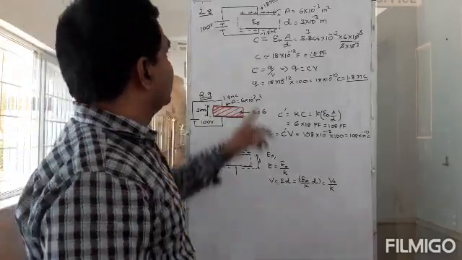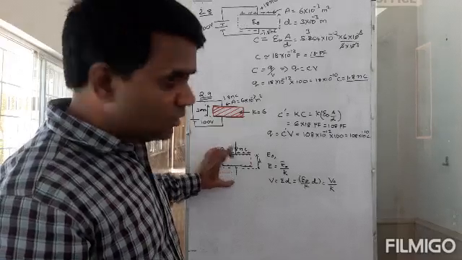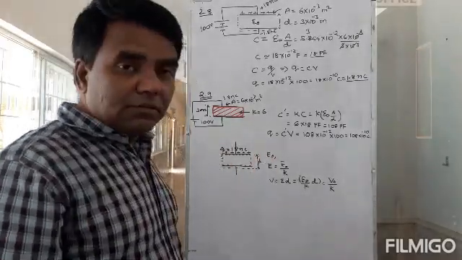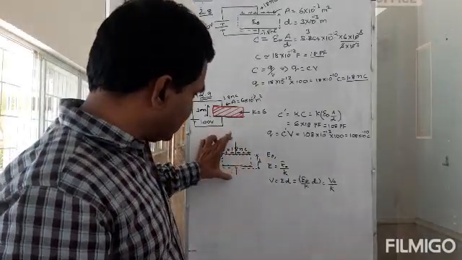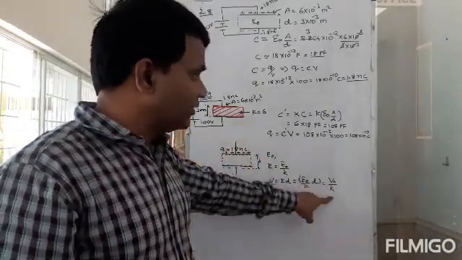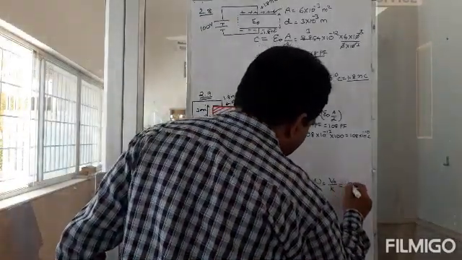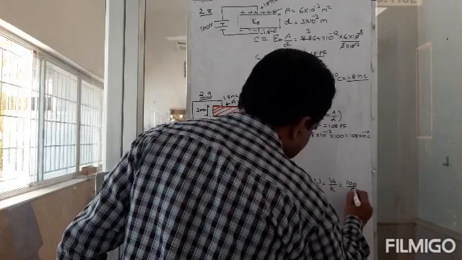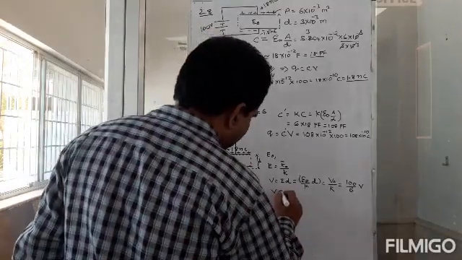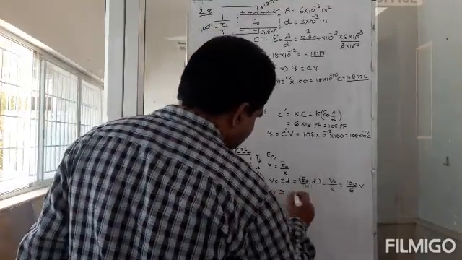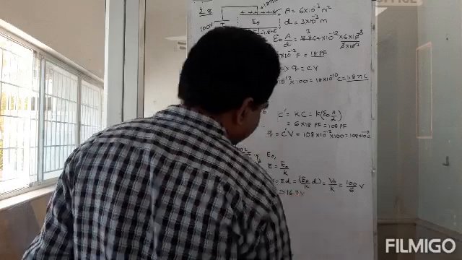You had 100 volts before. You charged it to 100 volts. Now you are inserting a dielectric material. So the potential difference across that would be V naught by K. That can be written as 100 by 6 volts. So we will have roughly, approximately 16.6, right? 16.7 volts.